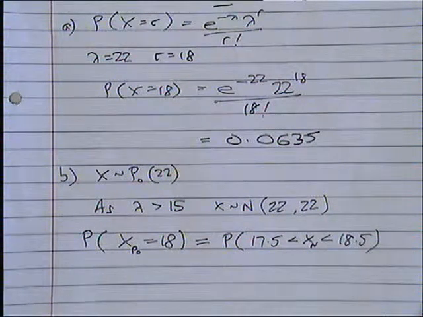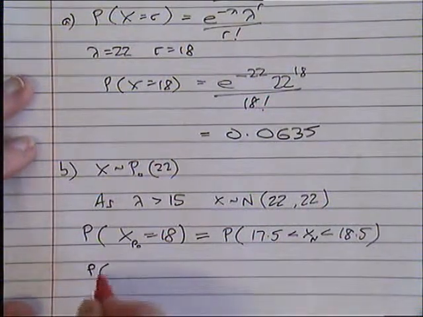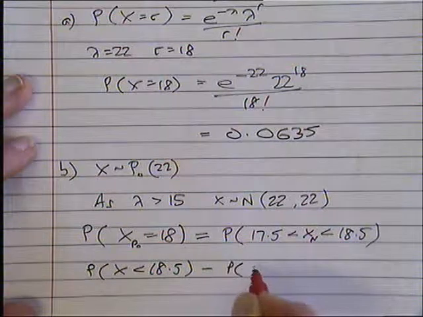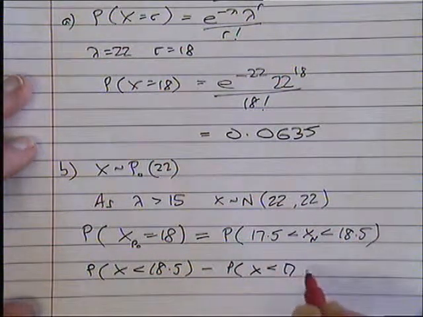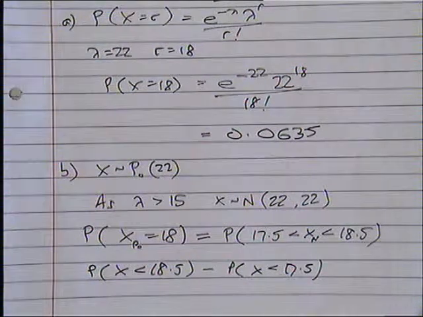Okay. So from there, remember the way we do these is going to be the probability that it's less than 18.5 minus the probability that it's less than 17.5. See if you can go straight into the phi notation and work that out from there. I'll pause the video at this point.